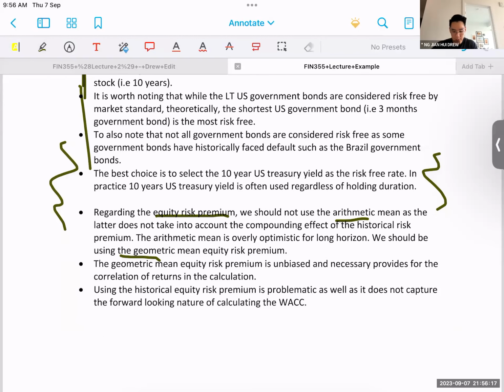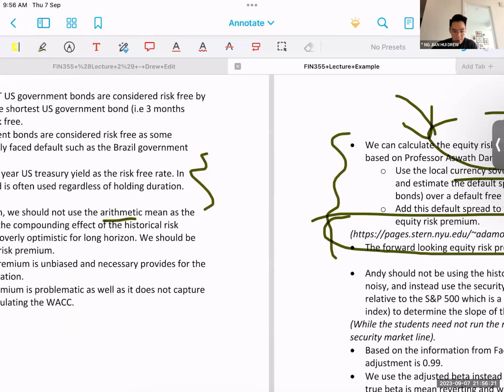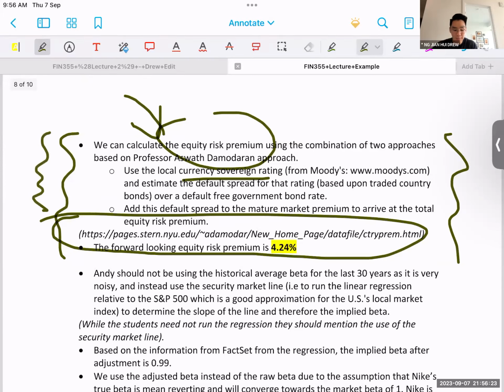Okay, so this is some explanation, so you can have a look at it. This is something that we talked about earlier, the equity risk premium. I strongly encourage you to look at this link here. I strongly encourage you to look at this.